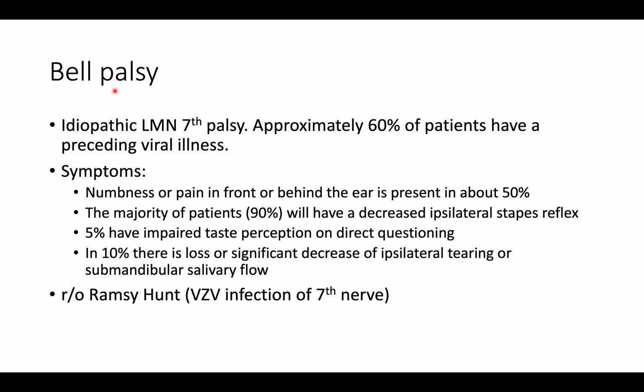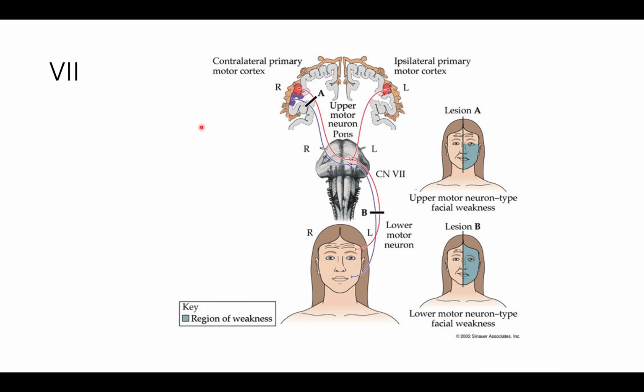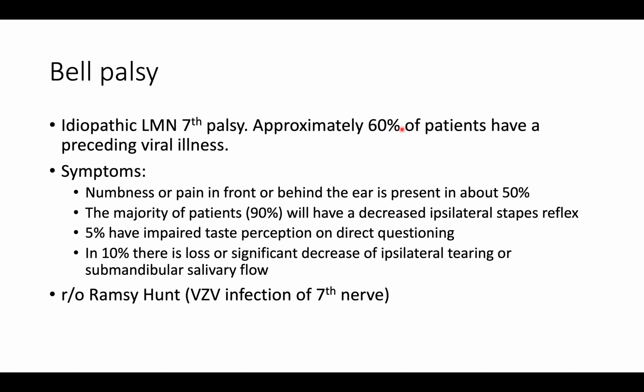Bell's palsy, it's named after a scientist. His name is Bell. So what is it? He discovered that there is idiopathic lower motor neuron cranial nerve number 7 palsy, which is this type, and approximately 60% of patients have a preceding viral illness. Okay, so this is not typically in all patients, but 60%.